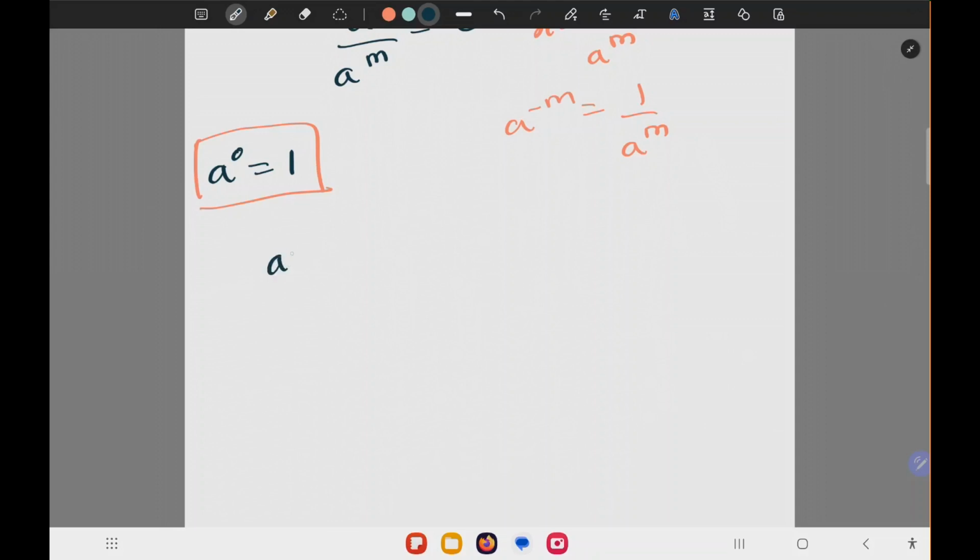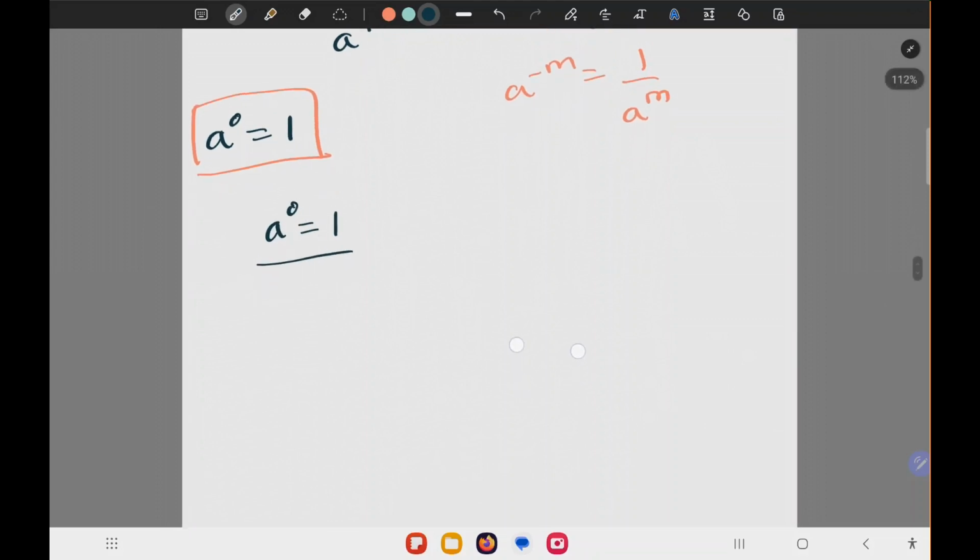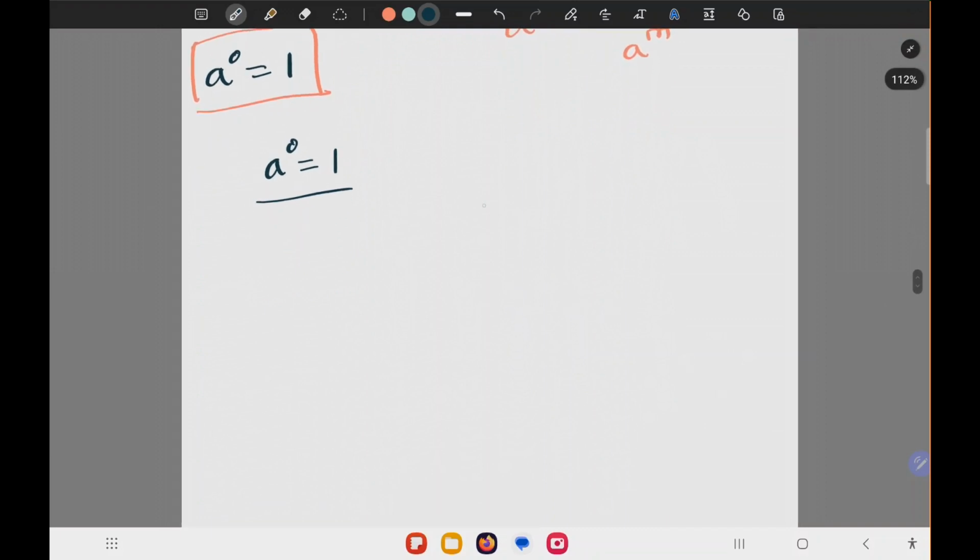Now a to the power 0 is equal to 1. So a to the power 0 is equal to 1 is our next law. And how do we prove this? Let's say a to the power 0 is equal to x. Again, we don't know what x is, right? So we have to prove that x is equal to 1. Let us multiply both by a. So a to the power 0 times a is equal to x times a.